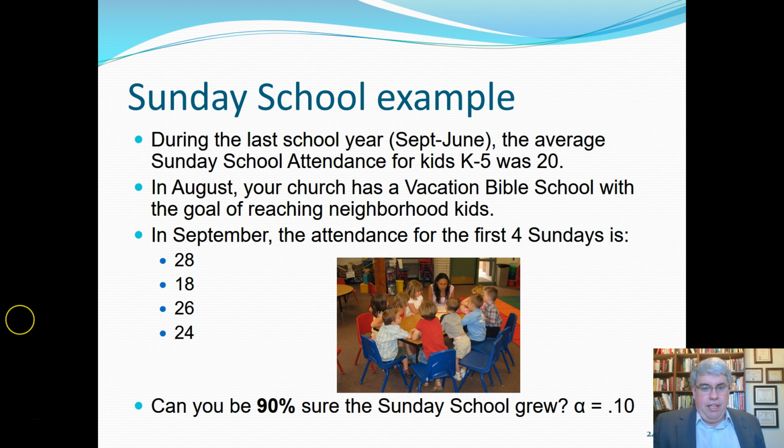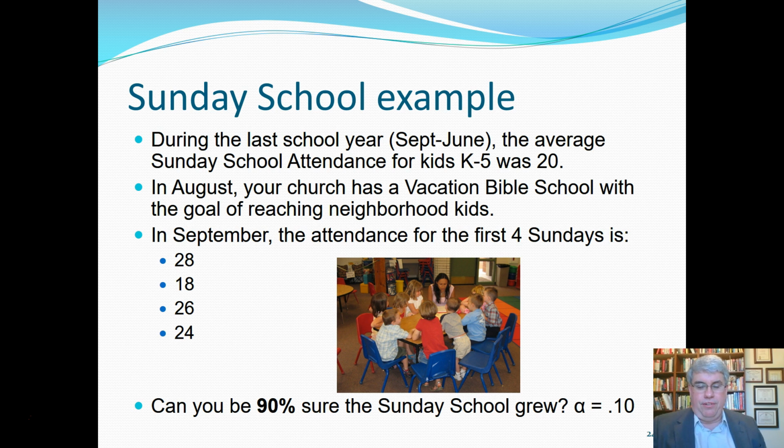So that's in August. And then in September, we measured the attendance for 4 of the Sundays. And there's 28 kids, a lot bigger than it was when it was 20. Then there are 18, smaller, then 26, and then 24. And the question is we want to be 90% sure that the Sunday school grew. Can we be? And we're going to choose alpha equals 0.10 since we only need to be 90% sure.